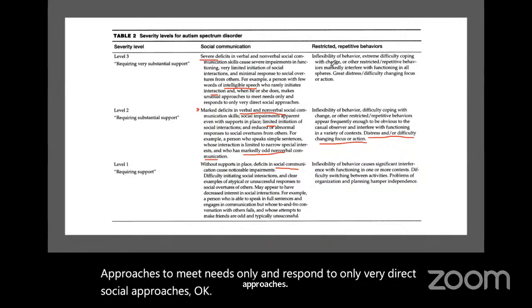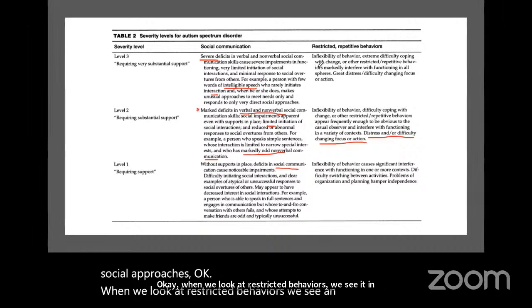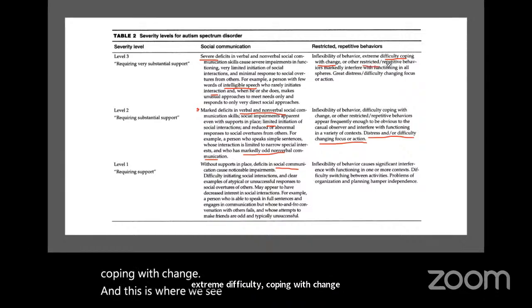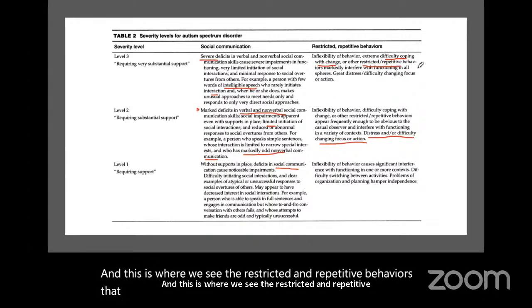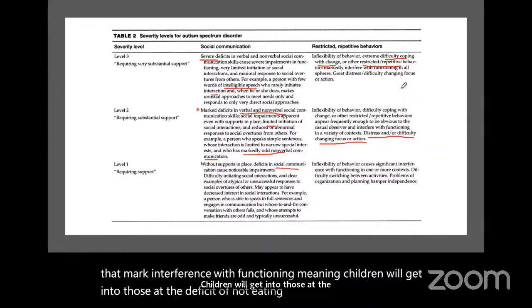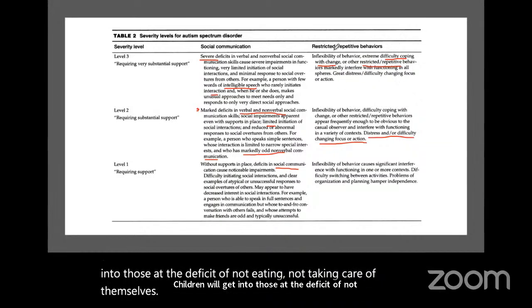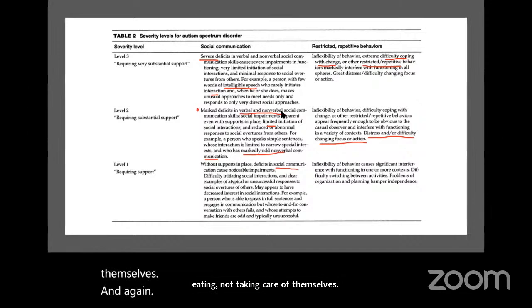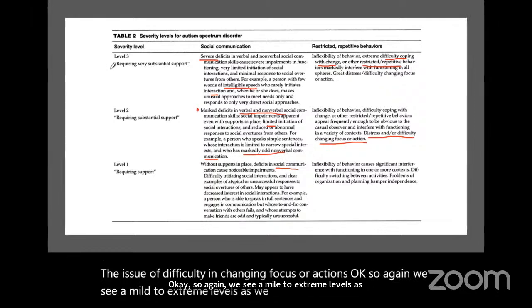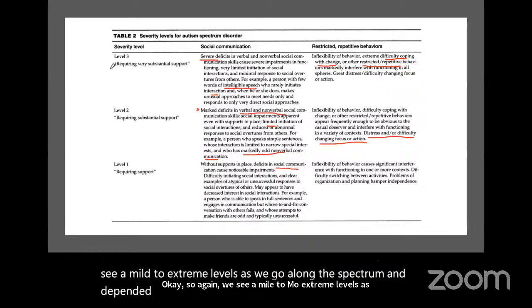When we look at restrictive behaviors, we see an extreme difficulty coping with change. And this is where we see the restricted and repetitive behaviors that mark interference with functioning, meaning children will get into those at the deficit of not eating, not taking care of themselves. And again, we see the issue of difficulty in changing focus or actions, okay? So again, we see mild to extreme levels as we go along the spectrum. And where we find the child on this spectrum will determine the amount of intervention.